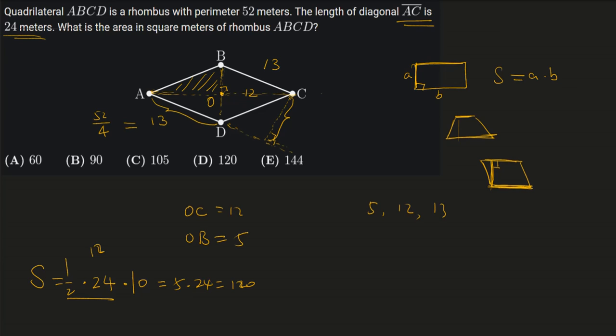This is one way. Or if you don't know this formula, you can always calculate the area directly. The area of this right triangle BCO equals a half times 12 times 5. Half of 12 is 6, 5 times 6 is 30. And don't forget, this is only a quarter of the whole rhombus. Therefore, the area of the rhombus is 4 times 30, which is 120. And D is our choice.